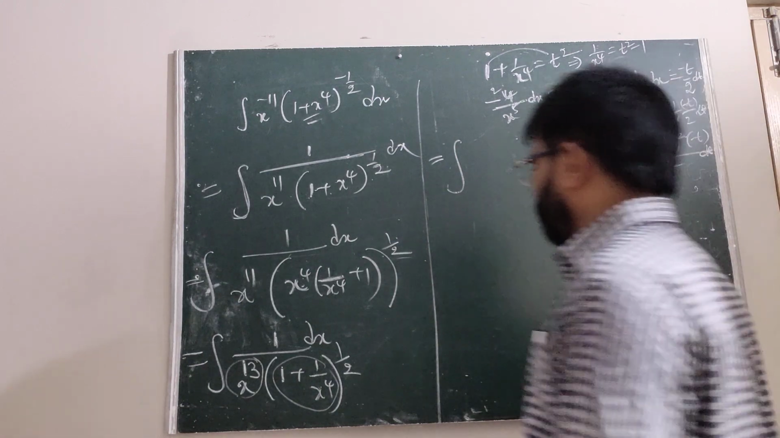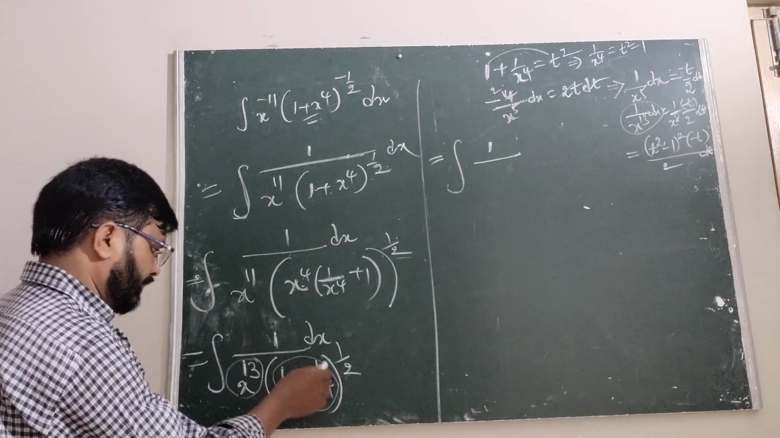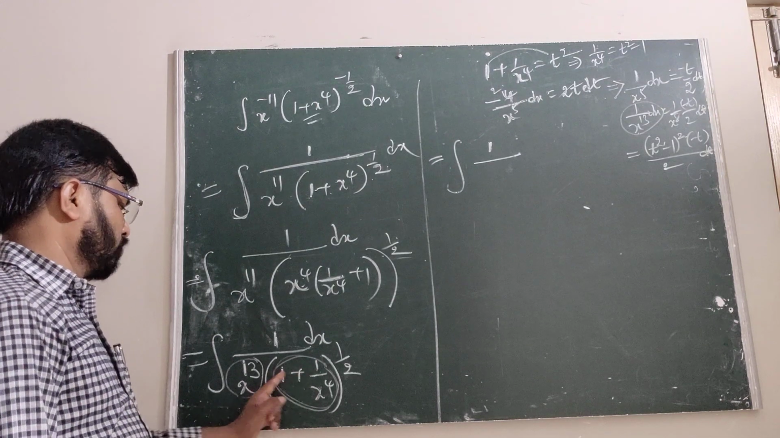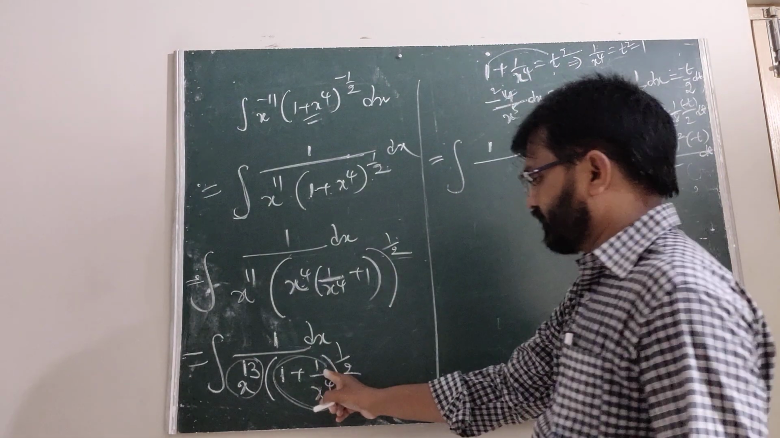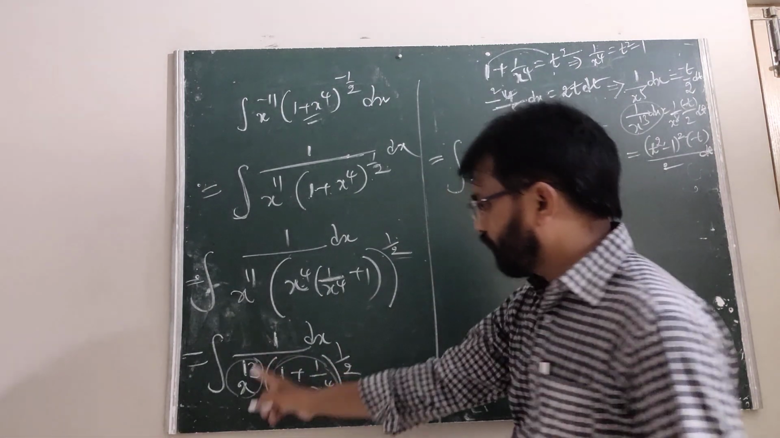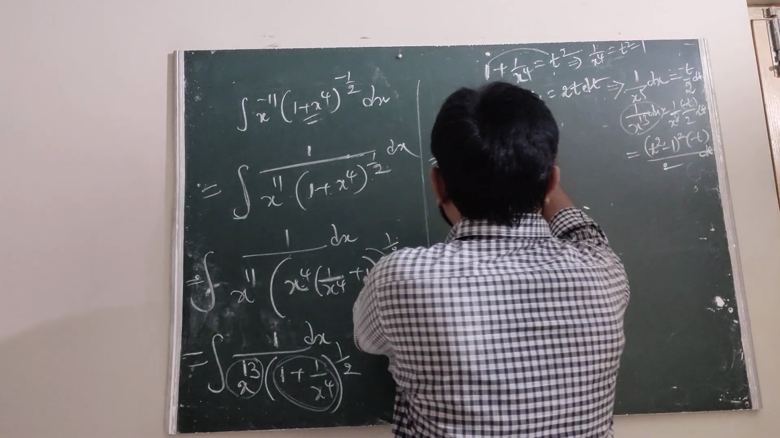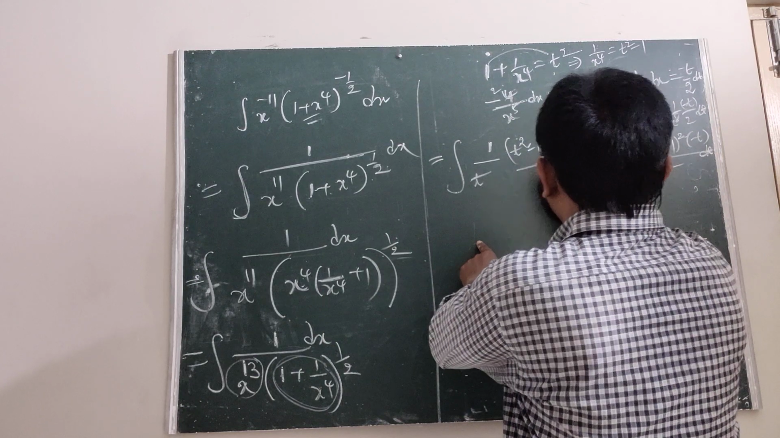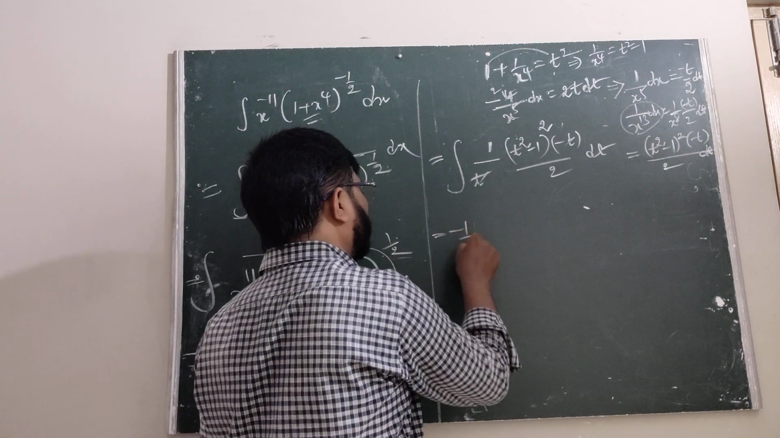Therefore, is it clear? Now we can write the integral of 1 upon, this can be written as 1 plus 1 by x power 4, which is t square. Square root gives t. Now what is the value of 1 by x power 13 dx? It is t square minus 1 whole square into minus t by 2 into dt. t cancels. Now this is minus 1 by 2.